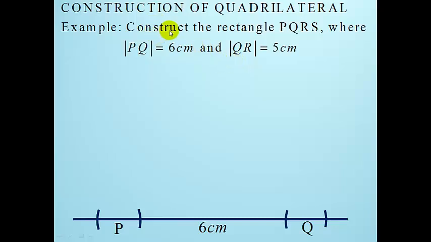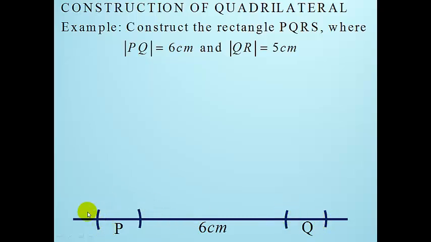From the example, we are asked to construct the rectangle PQRS, where PQ equals 6 centimeters and QR equals 5 centimeters. So the distance from P to Q equals 6 centimeters. So we draw the straight line PQ. We have our point P and our point Q. Now you stand at point P, open to a reasonable radius, and describe an arc on the left of P and on the right of P. You do the same thing at Q. Describe an arc on the left of Q and then on the right of Q.